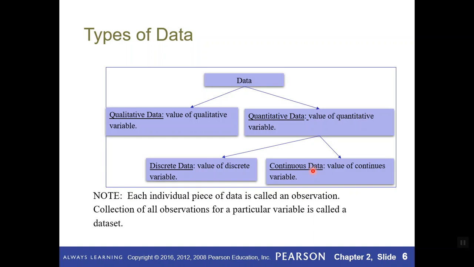Each individual piece, each individual box, we call an observation. This is an observation, and this is an observation. Each piece of data, if you have data like qualitative data, we call an observation. The collection of observations for a particular variable we call a data set. A collection of data we call a data set.